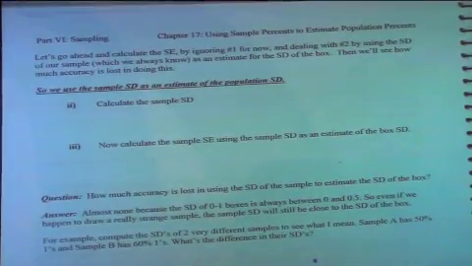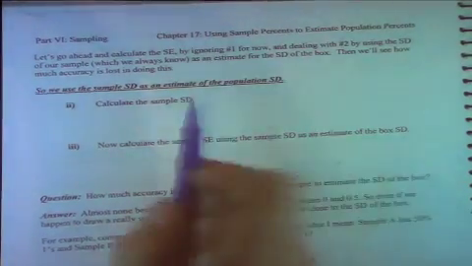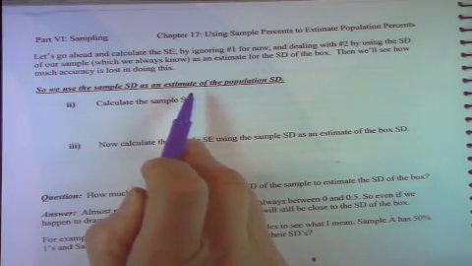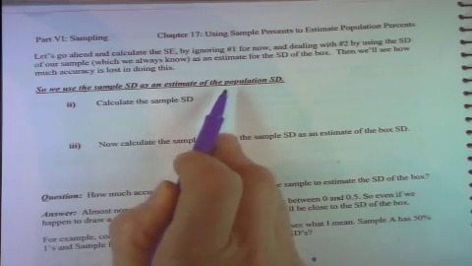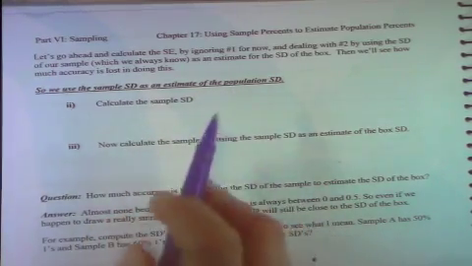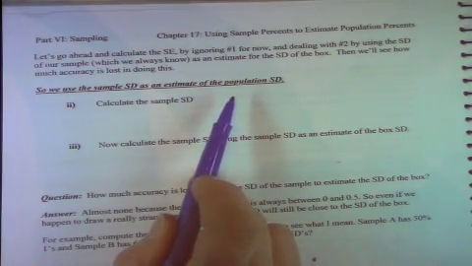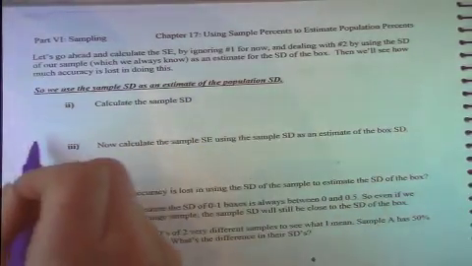Let's ignore the with or without replacement and just think about what happens if we use the sample SD to estimate the population SD. Sample SD. What was our sample SD? Let's try it and see what happens.